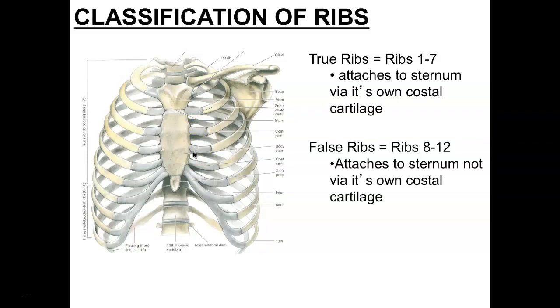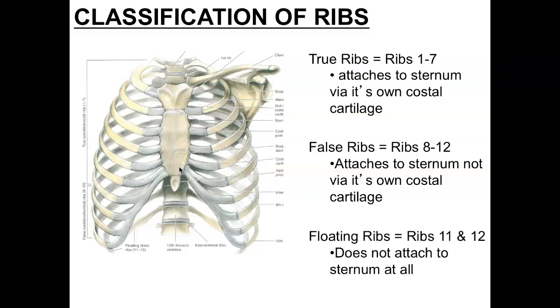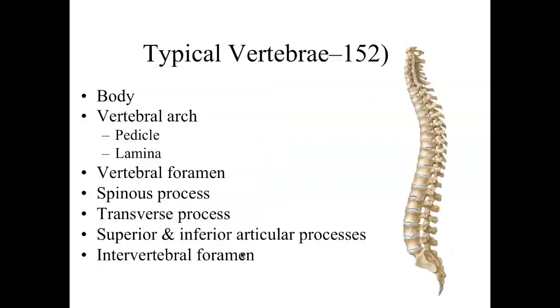Our false ribs are going to be ribs 8 through 12. So you can see these down here are actually latching up onto other costal cartilages in order to attach to the sternum. So it's attaching to the sternum via not its own costal cartilage. And lastly, we have our floating ribs, which would be ribs 11 and 12 here. They're not going to attach to the sternum at all. They might have a little bit of costal cartilage or hyaline cartilage at the end of the rib, but they're not going to attach.